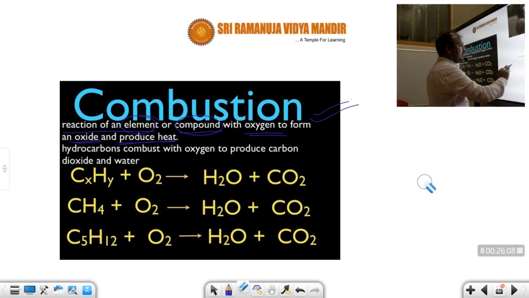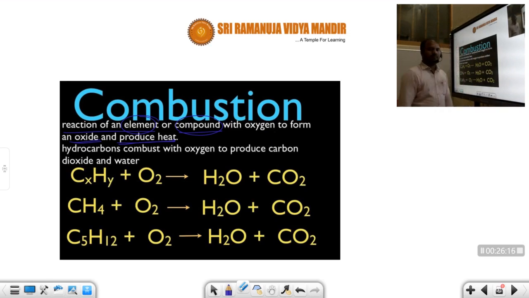So the combustion reaction always takes place in the presence of heat energy, or in the presence of light, or in the presence of which one? Current. By passing of current, or in the presence of light, or in the presence of electricity, the combustion reaction takes place. When the combustion reaction takes place, the fire will be produced. Fire is nothing but smoke.